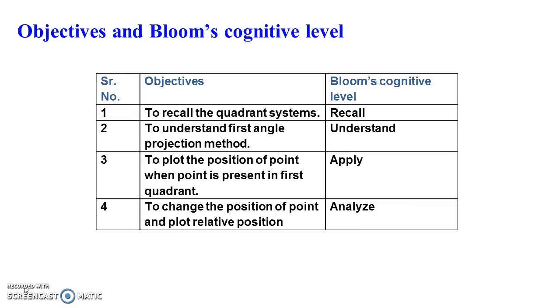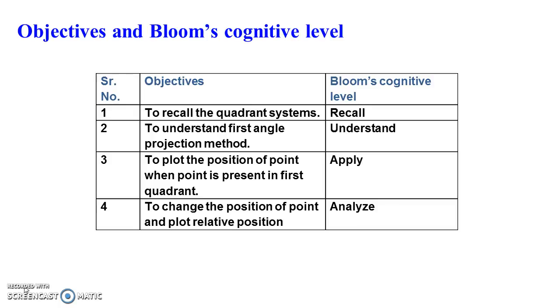The objectives present in this video will address the recall of the concept of quadrant system. The students of the first year already know the quadrant system, so they will recall what is meant by quadrant system. From Bloom's cognitive level, this is the step of recalling. The second objective is to understand the first angle projection method. So the Bloom's cognitive level will be understand.